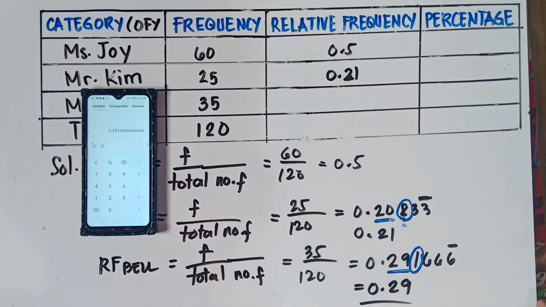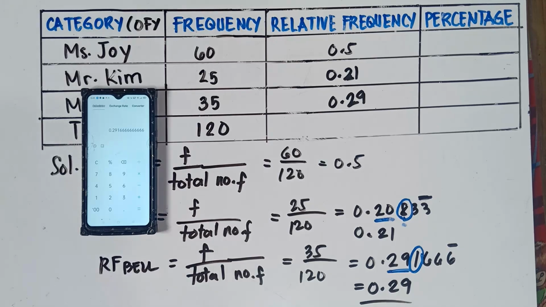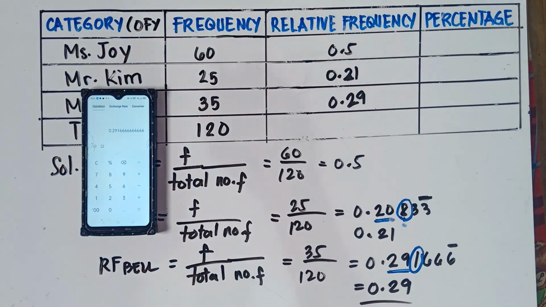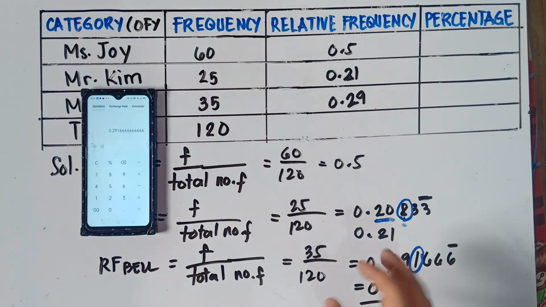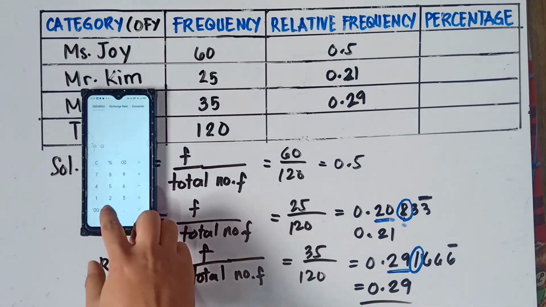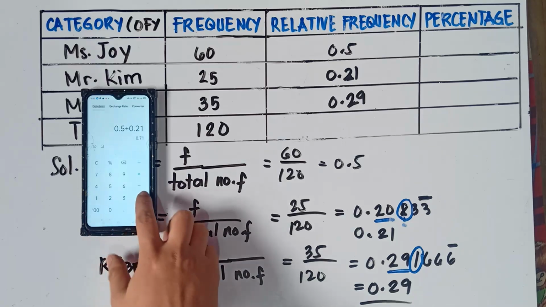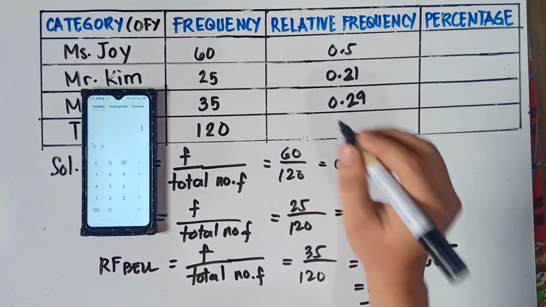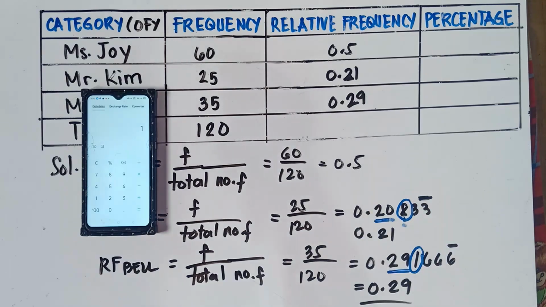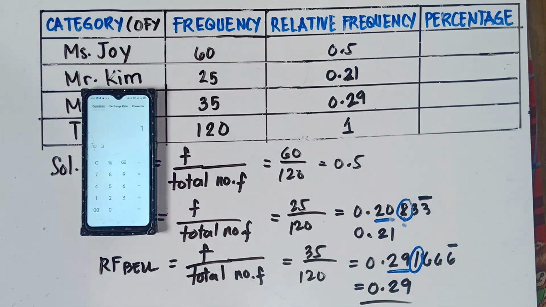Alright, so 0.29, that would be the relative frequency. Now you will check, class, if your answer is correct if the sum is equal to 1. So let's add this up. 0.5 plus 0.21 plus 0.29, and the answer is 1. The total of relative frequency is always equal to 1, therefore our answer is correct.